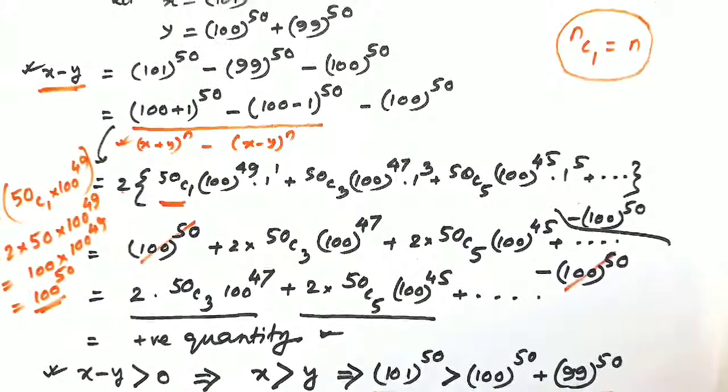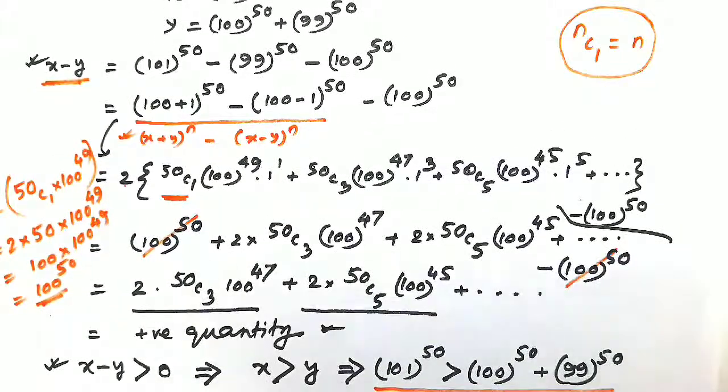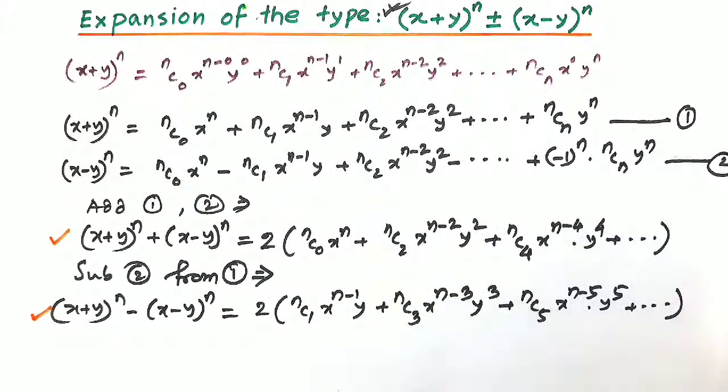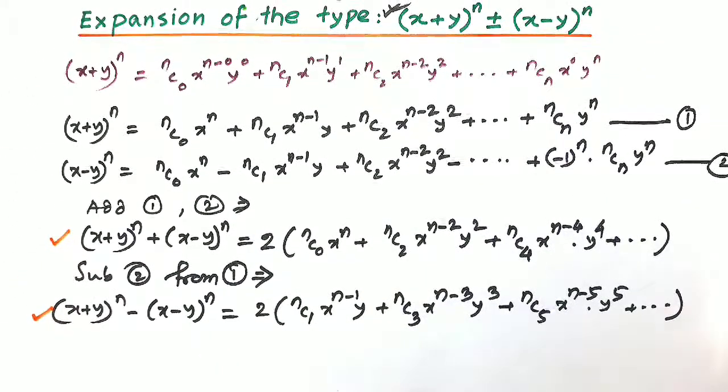This is actually the application of the expansion of the type (x plus y) whole to the power n plus or minus (x minus y) whole to the power n.